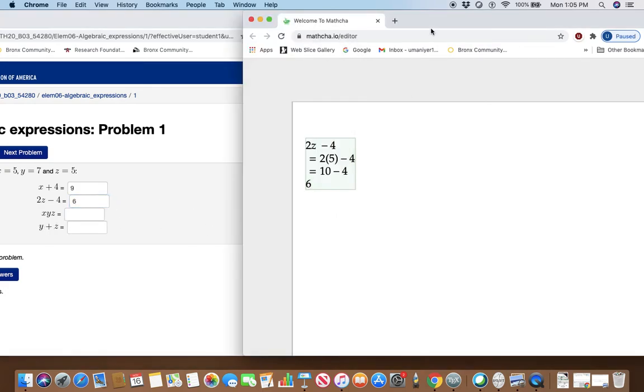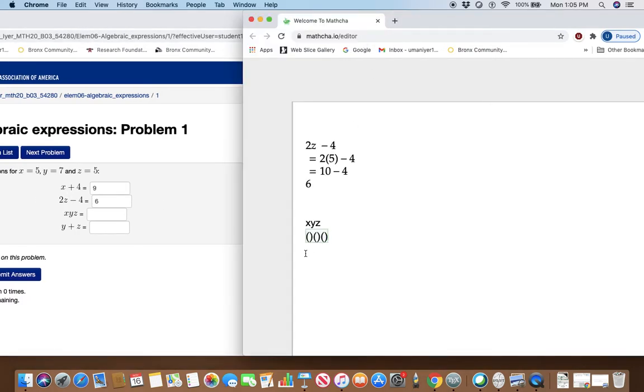Next, x, y, z. So when you have x, y, z, you first place parentheses for each variable. X variable gets 5. Y variable gets 7. Z variable gets 5. So that is equal 5 times 7, 35 times 5, which equals, well, you can multiply by hand and you get 175.